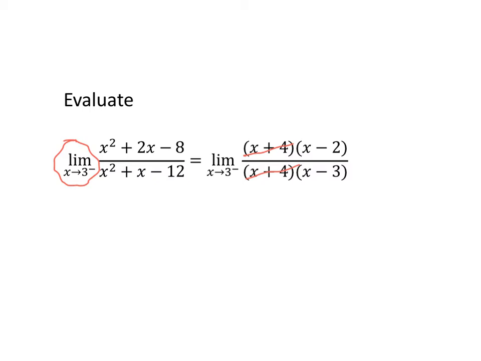2.99 minus 3, is going to be a negative number, but it's going to be a really small negative number. So if I have 1 over a really small negative number, our answer is negative infinity. So the limit of this function as x approaches 3 from the left side is equal to negative infinity.